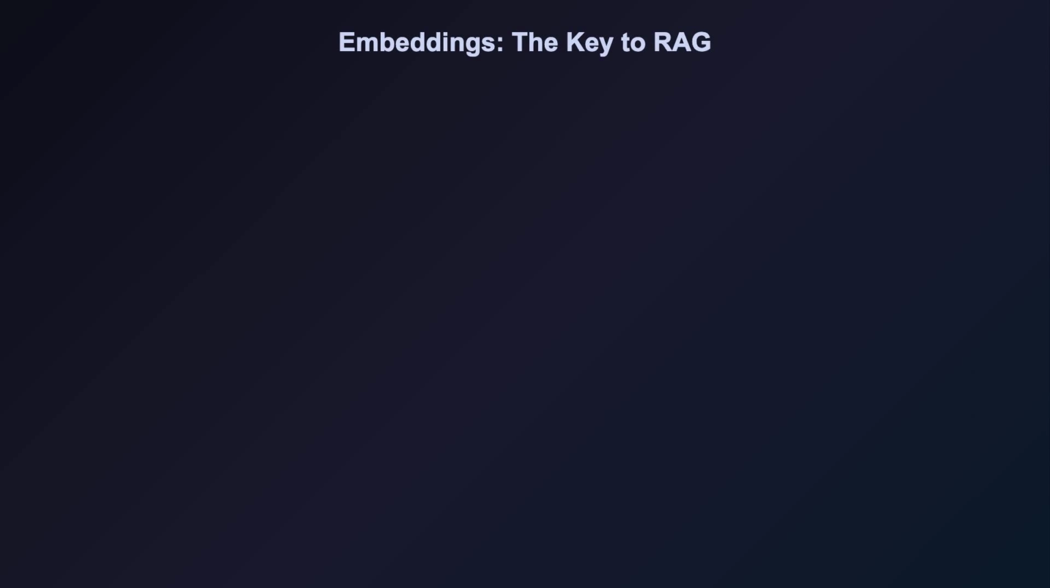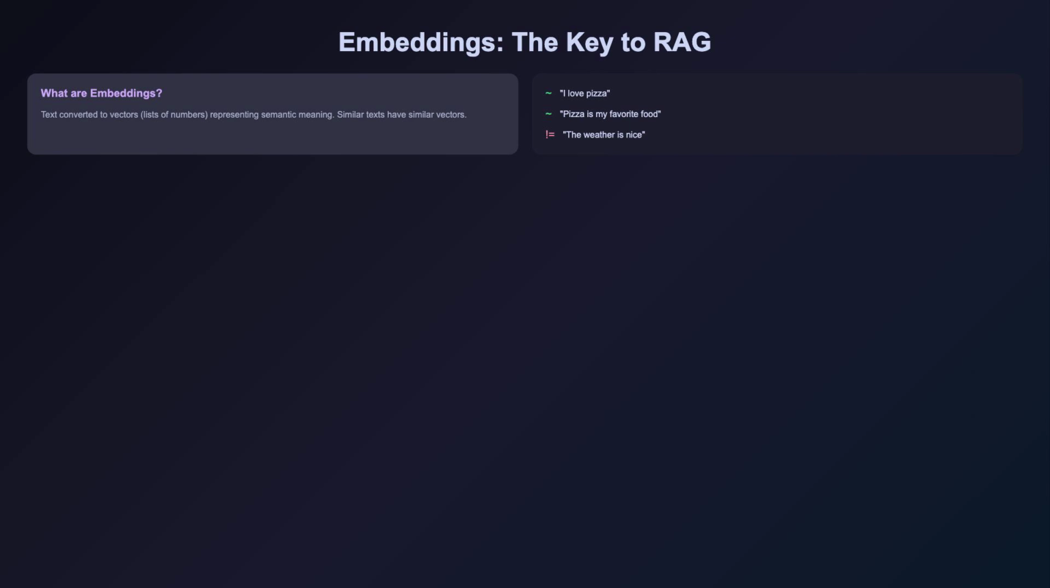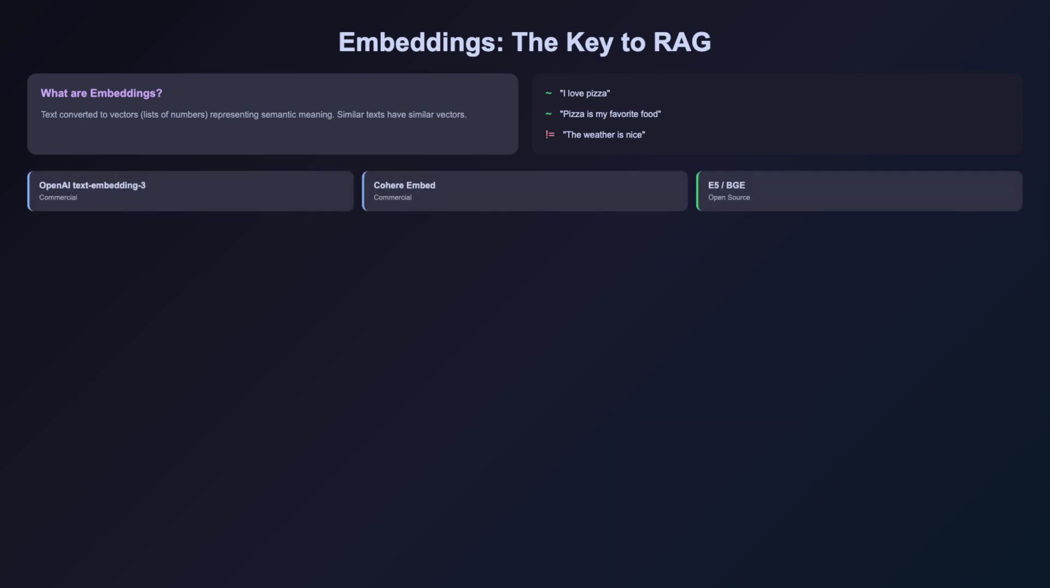Embeddings are the key to RAG. They're how you make text searchable by meaning, not just keywords. An embedding model converts text into a vector, a list of numbers representing semantic meaning. Similar texts have similar vectors. The sentence, "I love pizza," might become a vector of 1536 numbers. "Pizza is my favorite food" would have a very similar vector because the meaning is close. "The weather is nice" would have a very different vector. Popular embedding models include OpenAI's Text Embedding 3, Cohere's Embed, and open source options like E5 and BGE.